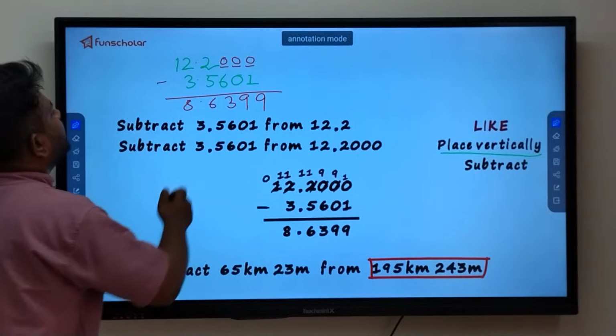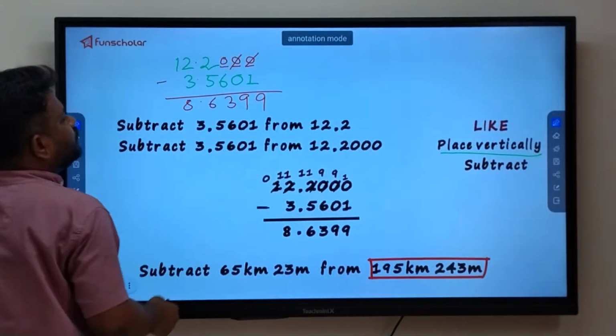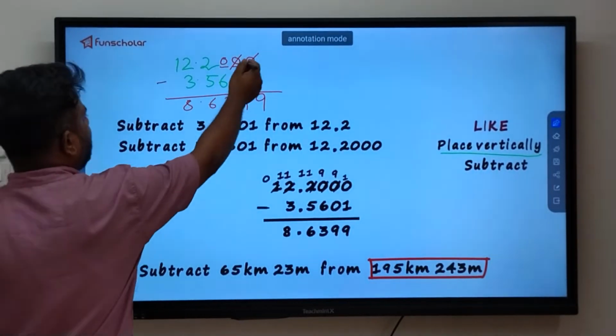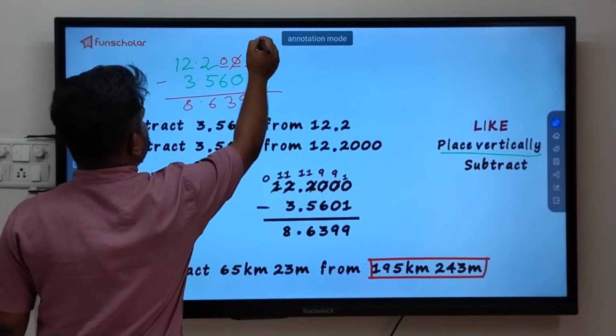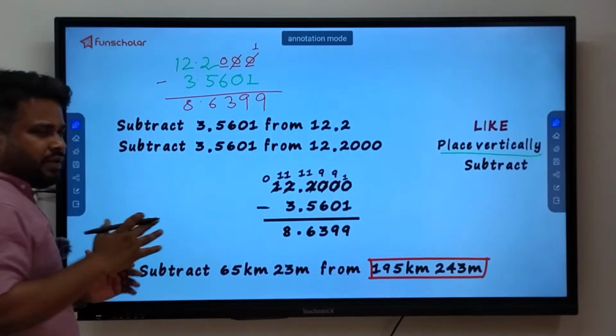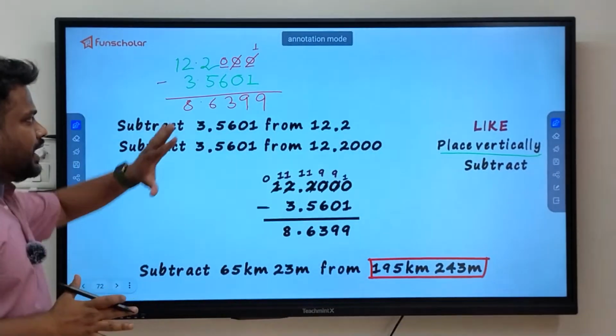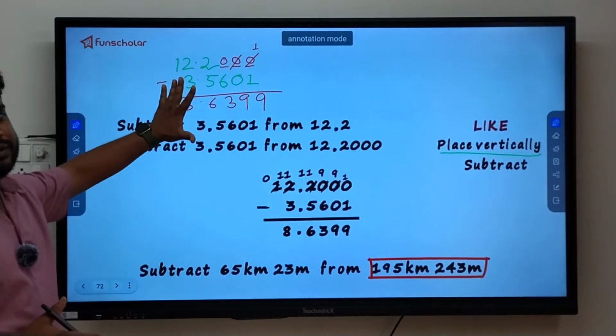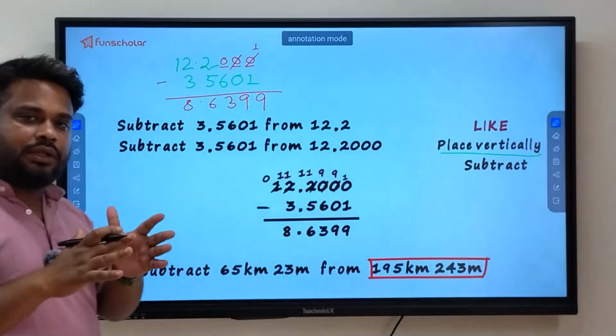Okay, you guys generally do subtraction by taking a cross and thinking as 1 0 and whatever. You can do the same process, but I have already done this process. Don't try to replicate me, do it your own way.